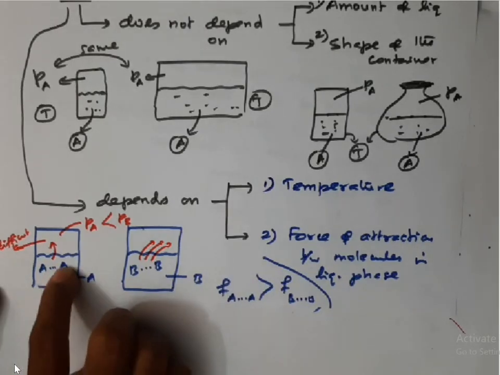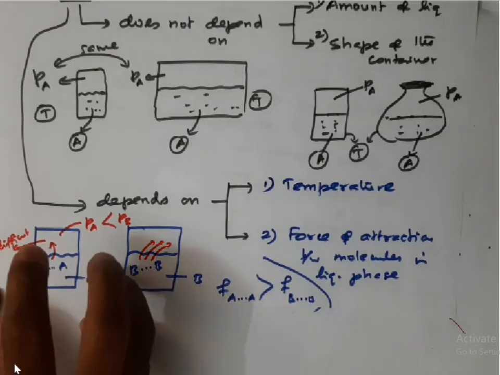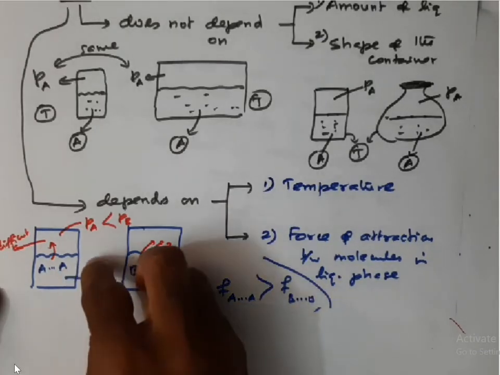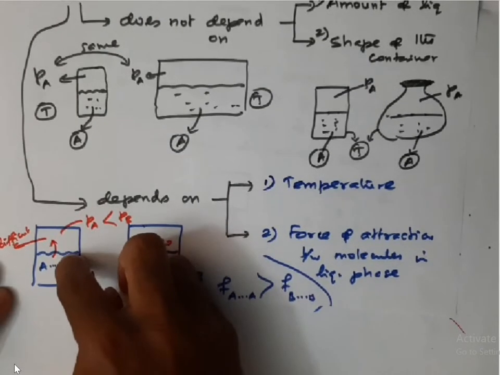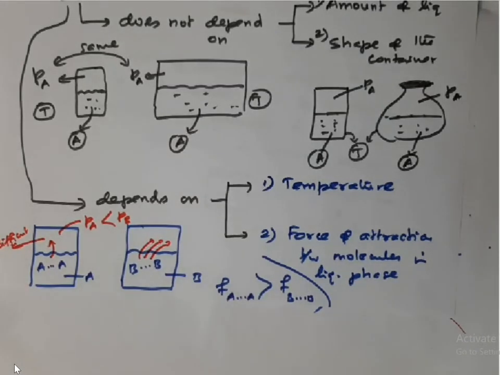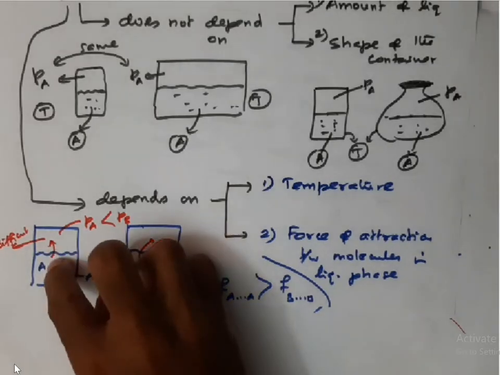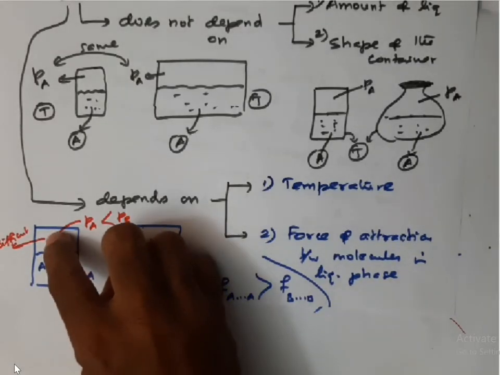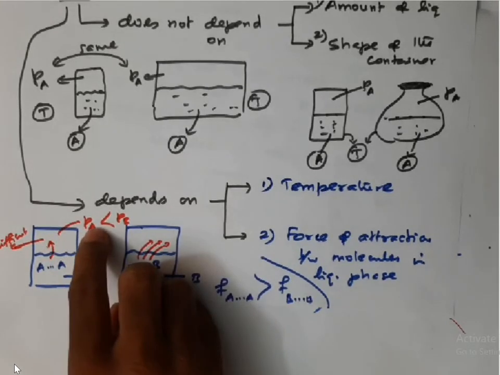Listen, if attraction in the liquid phase is high, then the tendency for the molecule to escape from the liquid phase to the vapor phase decreases. Am I right, students? If there is more attraction in the liquid phase, how can the molecule jump out? So the tendency to escape will decrease. Therefore only a few molecules will reach the vapor phase. Therefore vapor pressure will be low.